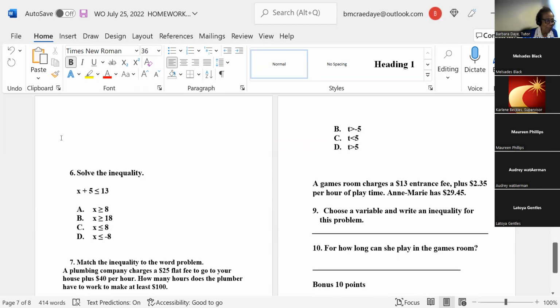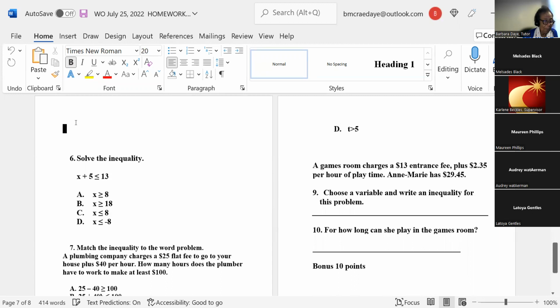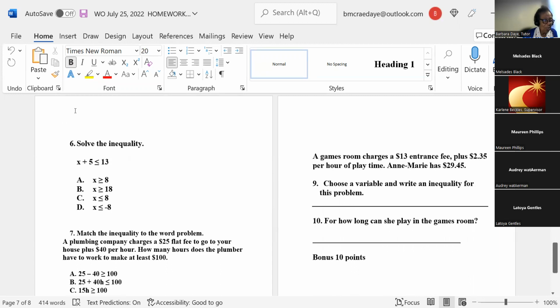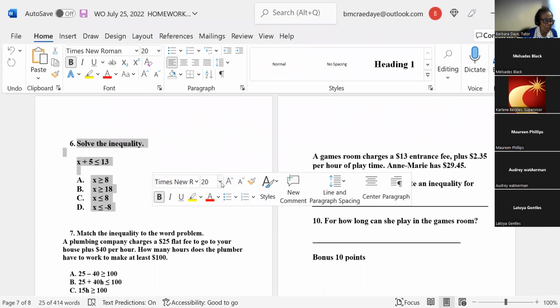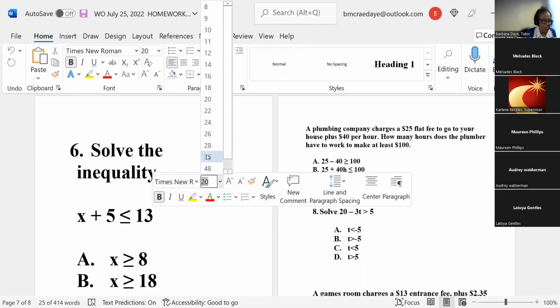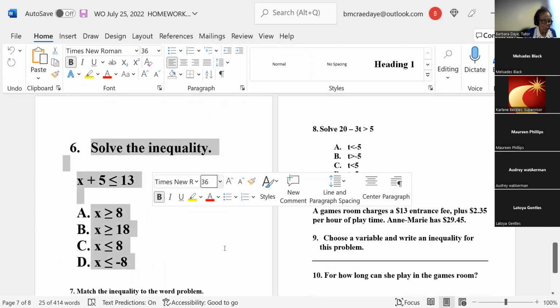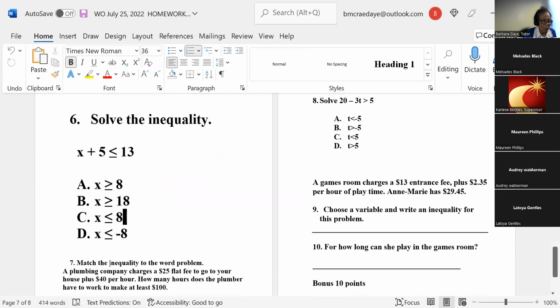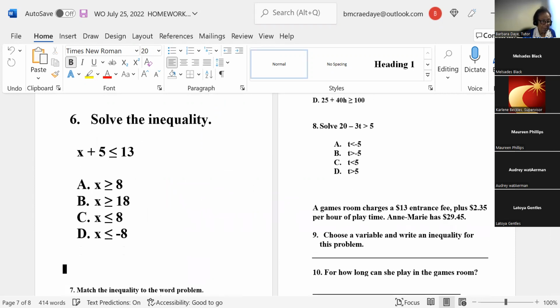Okay, now we have an inequality. Maureen, you understand inequalities? They work just like equations, right? Remember I told you, you have the same operations. Maureen, you want to try this one? Number 6.